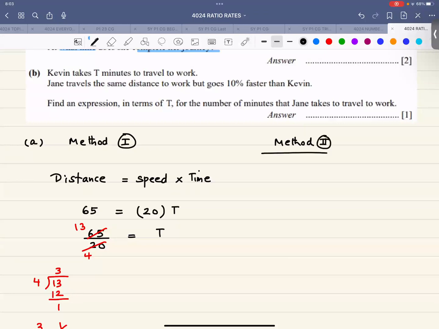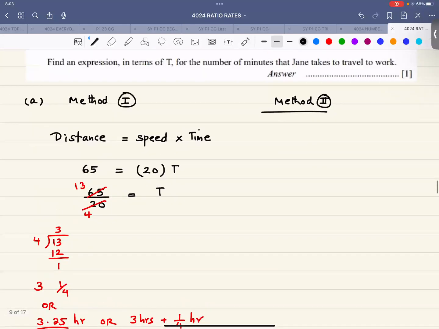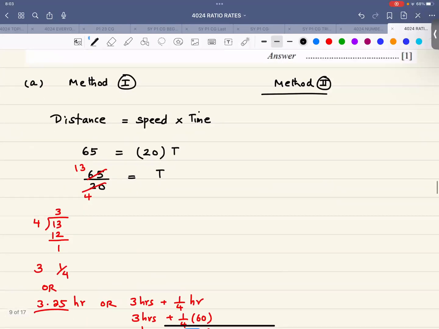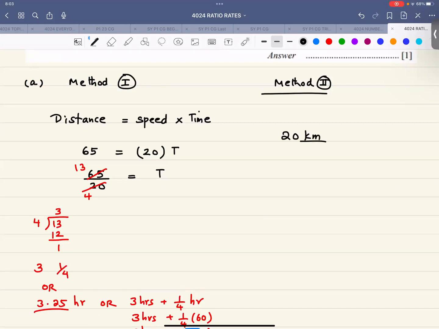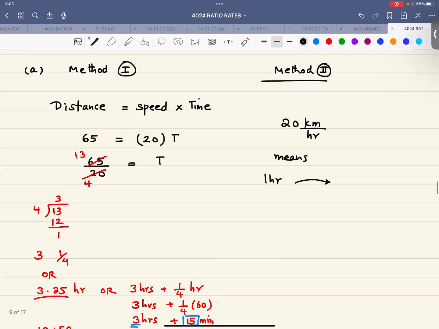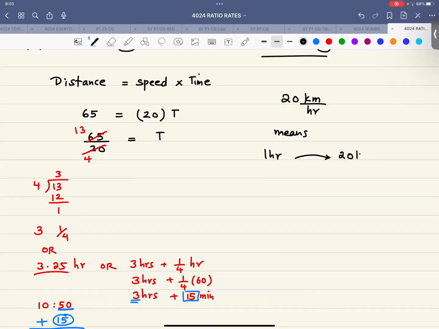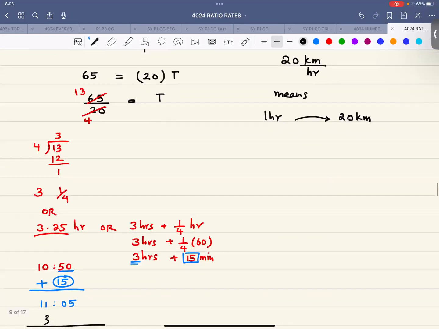Just for this particular part, something to do with ratios once again. If I talk about ratio, what does 20 kilometer per hour mean? What it actually means is that in 1 hour, the car can complete 20 kilometers. So let me write time in hours, and let me write distance in kilometers.